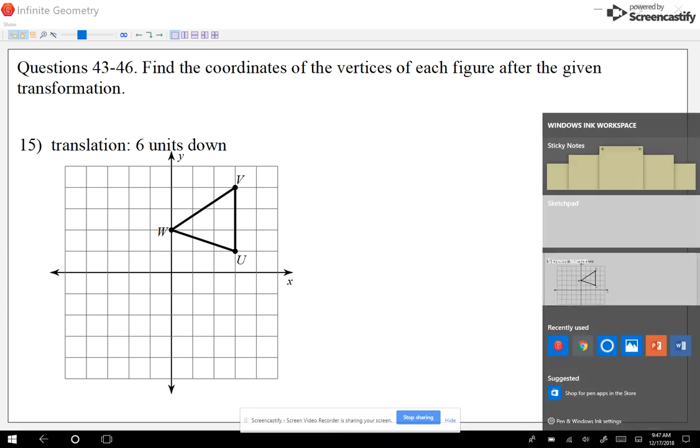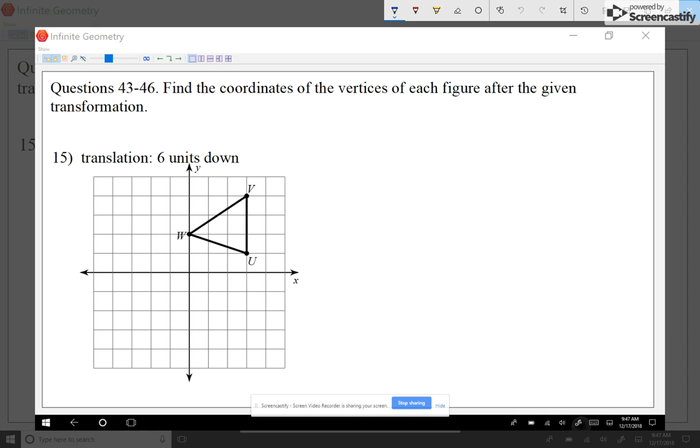All right, so we're gonna start with question 15 on the review. I'm gonna stop at 23.